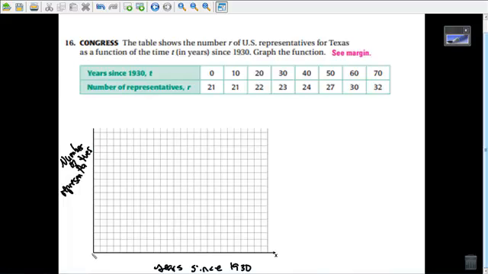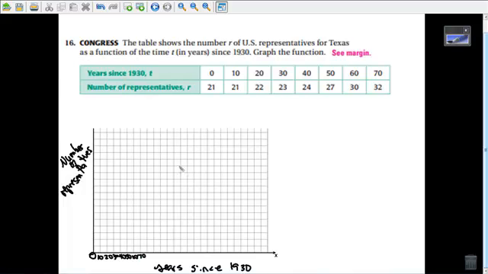Okay, so now we need to decide what our scale is going to be. So I'm going to go ahead and start with 0. And my x-axis, my input, is pretty easy. I'm just going to go in tens. So I've got 10, 20, 30, 40, 50, 60, and 70.